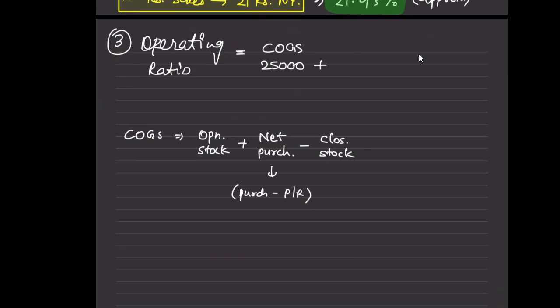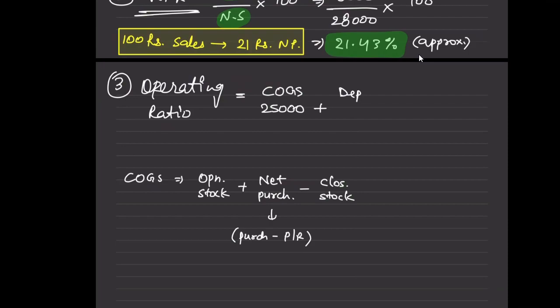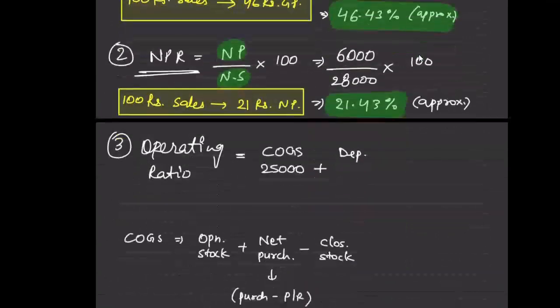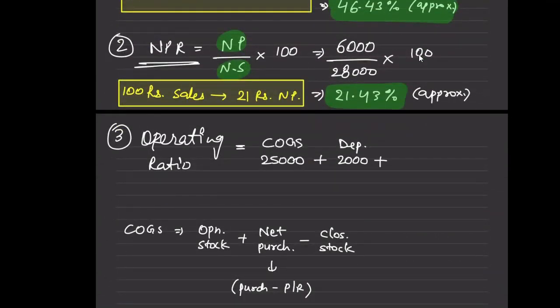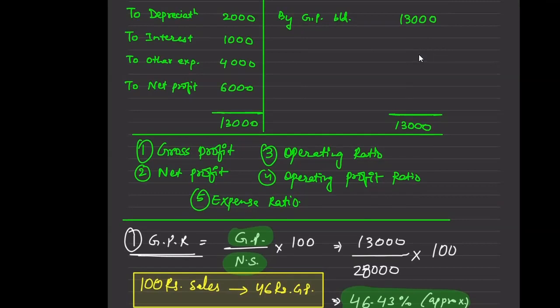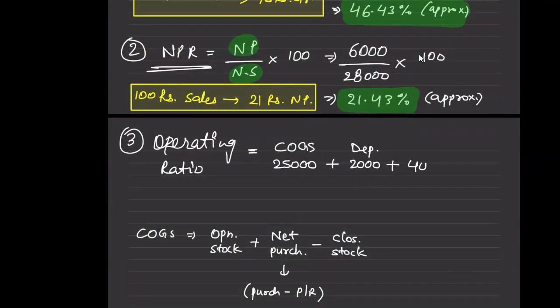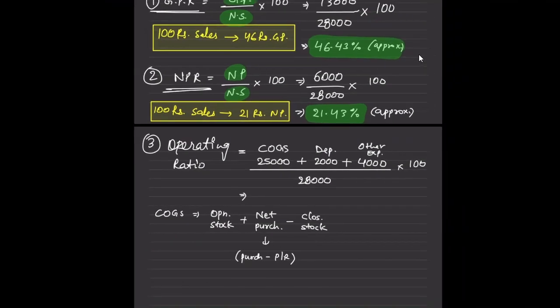Okay. Now what will I add extra? So depreciation, is it an operating expense? Yes, that is used for operation. So depreciation is 2000. I will add that. Sir, interest, that is not an operating one. I will not include interest. Sir, other expenses, we can assume that these are operating. So this is 4000. 4000 is other expenses. Whole divided by net sales. Net sales was 28,000, multiplied by 100. So we have cost of goods sold.